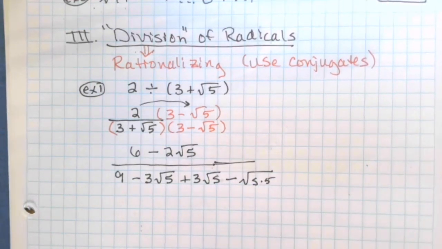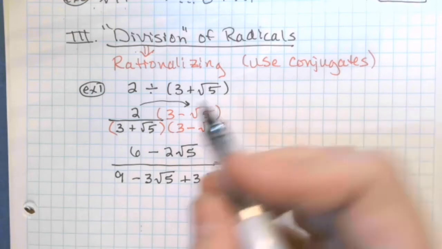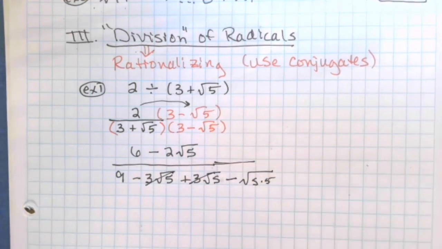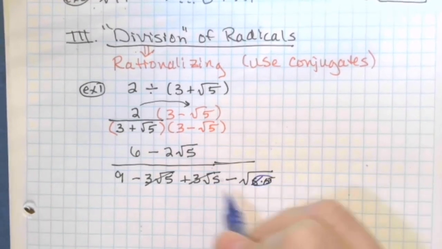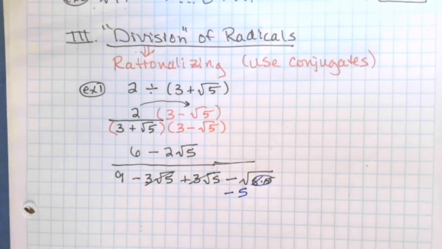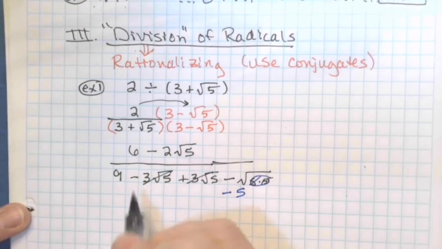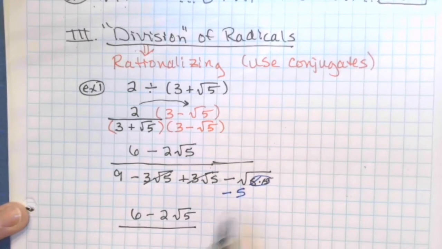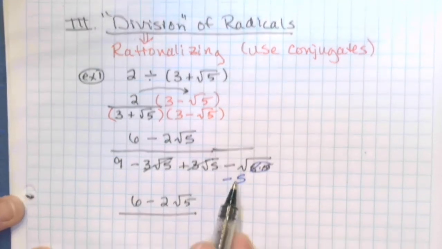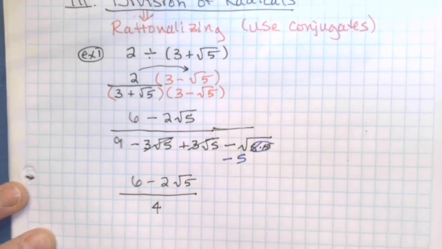So as before, when you multiply two conjugates, the middle terms will add up to 0, and we have two 5s, one will come out, so we actually have a negative 5 and no radical. Let me rewrite the top, 6 minus 2 radical 5 over 9 minus 5, which is 4.